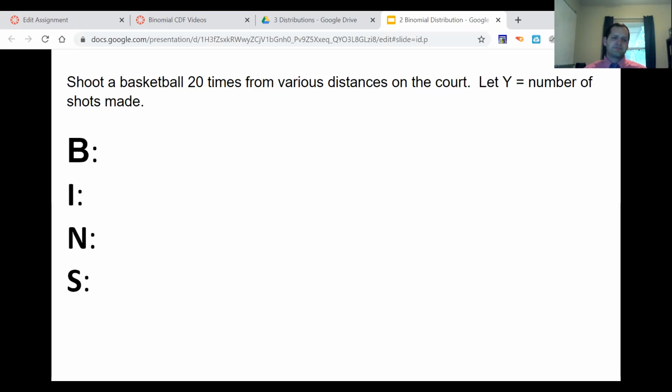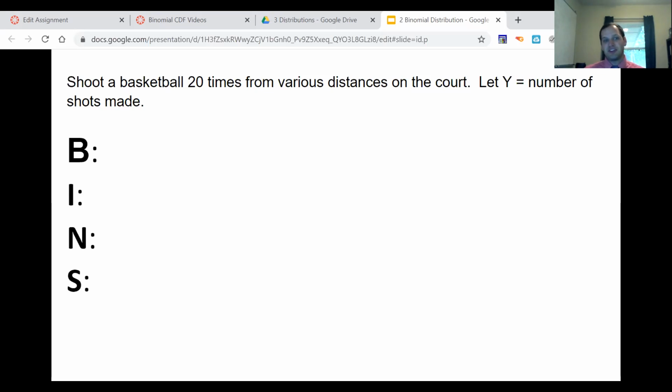Next up would be I. Is it independent? Does one shot affect the probability of making the next shot? In your mind, it might a little teeny tiny bit, but in reality, no, it doesn't. If you're good at basketball, each shot will be independent. If you miss one, it's not going to mean you're going to miss the next. If you make one, it does not mean that you're going to make the next. Each one is independent. N, is there a set number of shots? In this case, yes, there are a set number of shots. We will be shooting exactly 20 times. Okay, so N checks off.